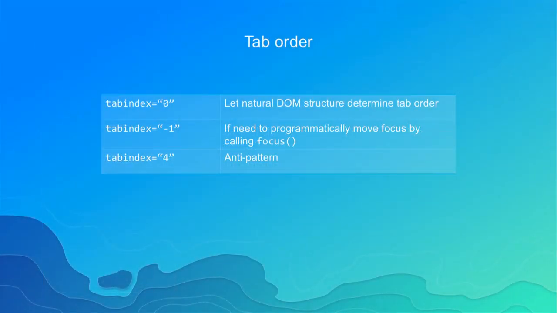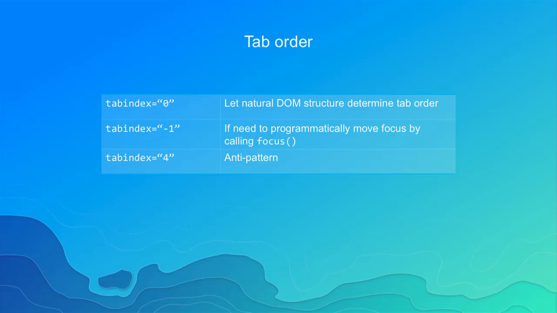So here's a little bit more information about tab index. You can set tab index equals 0. That just lets the logical structure of the page determine the tab index. The order of where that element is on the page determines its tab order, and that's the recommended approach.